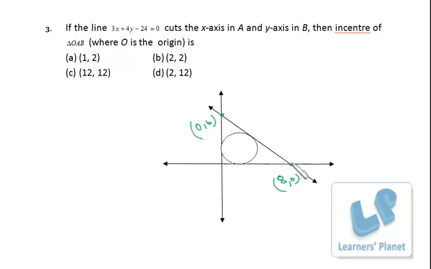So this length is 6, this length is 8, that means this length must be 10. Again the coordinates will be r, r. We have just discussed this question, so again we'll be using the same funda. Area by semi-perimeter. Area is 6 into 8, 48 by 2, 24. Semi-perimeter is equal to 6 plus 8 plus 10, 24 by 2, 12. So r should be 2. So the answer must be 2, 2. Simple.